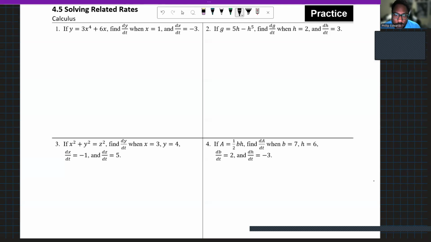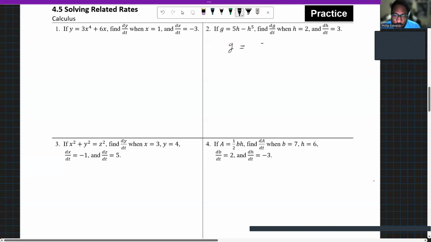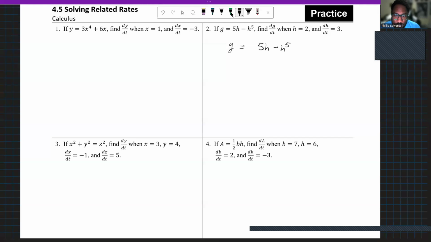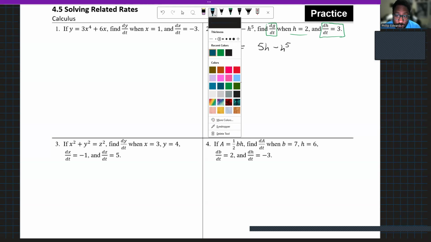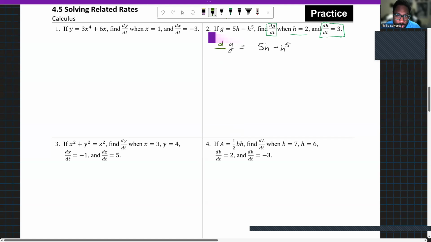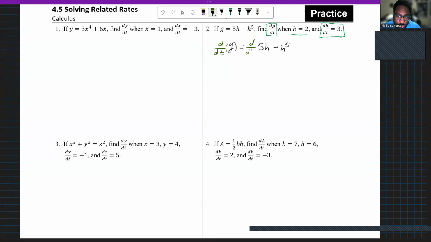They give us G equals 5H minus H to the fifth, and they want us to find dg/dt when h is 2 and dh/dt is equal to 3. The first thing I need to do, because I recognize I have this derivative that I'm looking for, or the rate of change, is to derive both sides with respect to t. That's why I saved myself a little space over here.